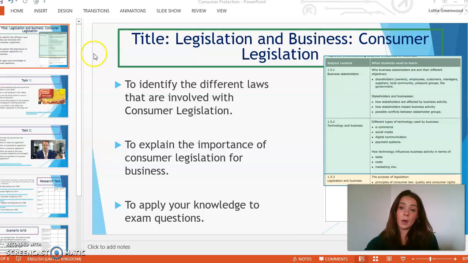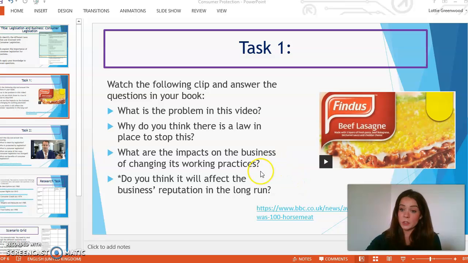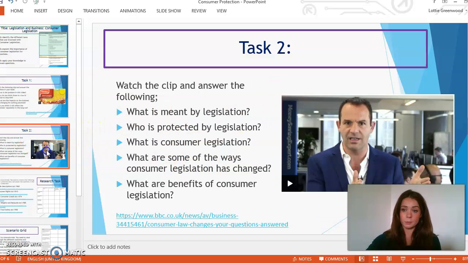As I said, I will go through some of the tasks, some in more detail than others, so please do just pause the video while you do the task and then pick up again. This task here is just a video task to introduce you to consumer legislation. What I would like you to do is click on the link, it's also in the instruction sheet, and answer these questions in your books, please. So just pause this video, watch that clip and answer the questions in your books.